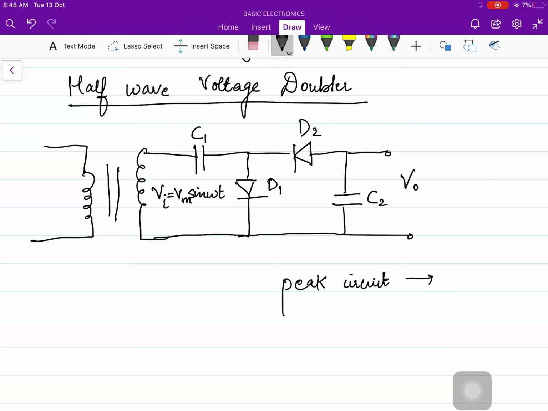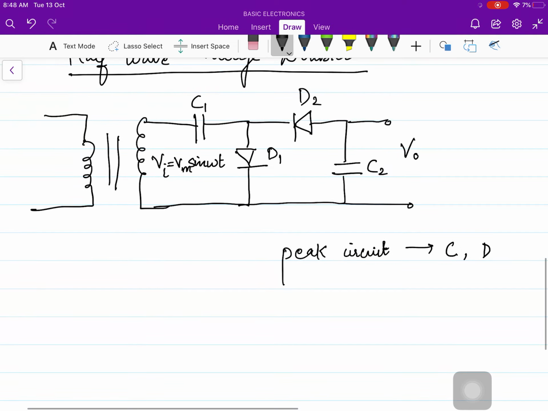And what is a peak circuit? A peak circuit is one which consists of one capacitor and one diode. Here also you can see that we have two peak circuits. C1 will be charged through the diode D1. That means whenever D1 is forward biased, C1 will be charged, and C2 will be charged through the diode D2. That means whenever D2 is forward biased, it will conduct the current and C2 will be charged.